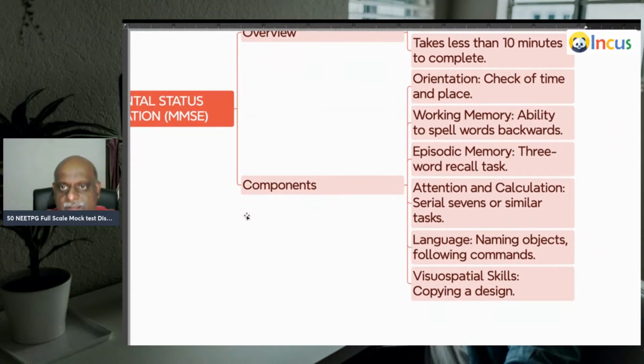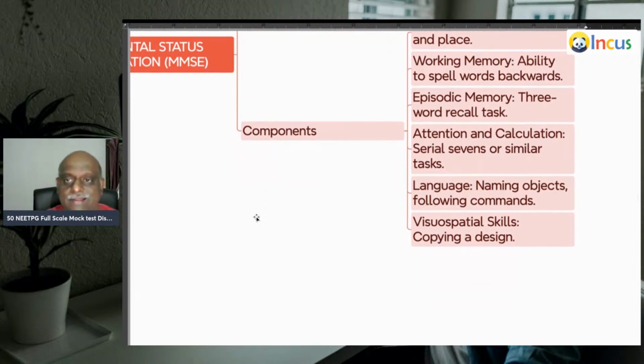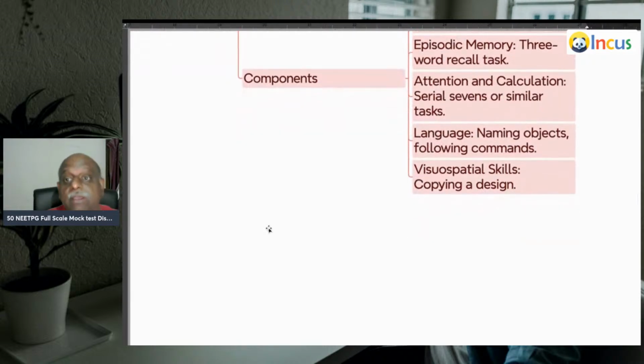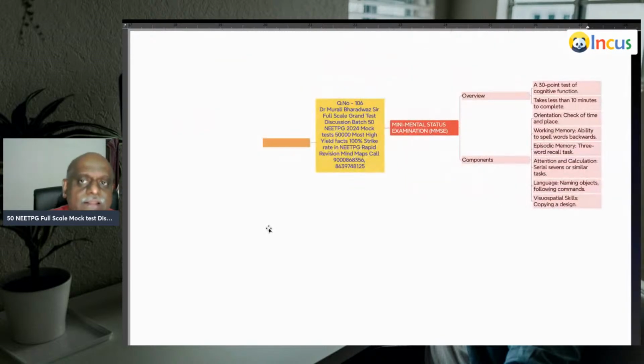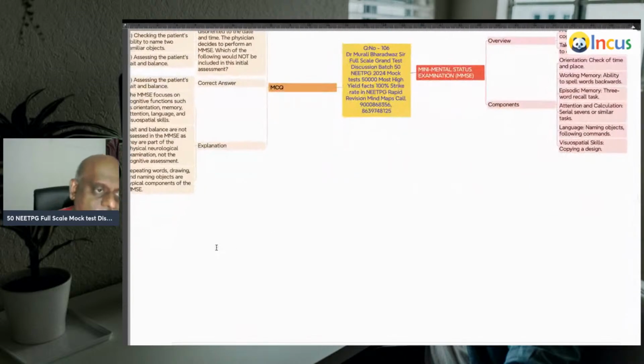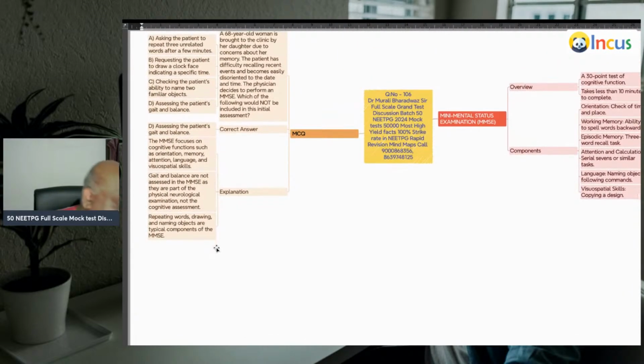Orientation, check the time and place. Where are you? I am in Sri Lanka or in India. Check time and place. Working memory, ability to spell words backwards. Episodic memory, 3-word recall. Attention and calculation, serial 7s, 100 minus 7, 93 minus 7, 86 minus 7. Then language, naming objects. This is pen, this is ball. So naming objects, visuospatial skills, copying a design.